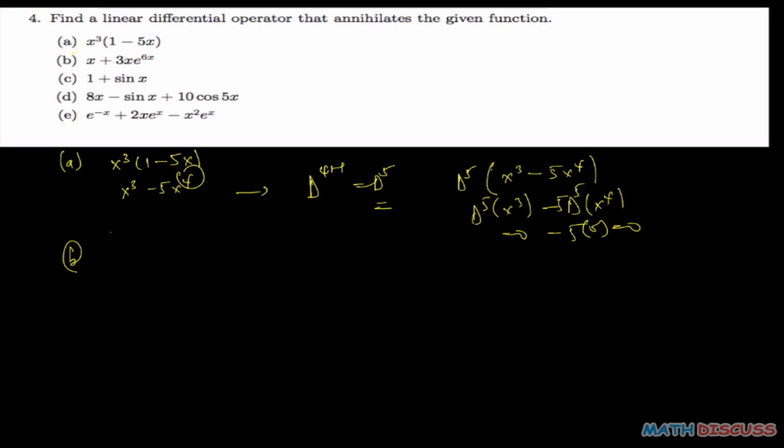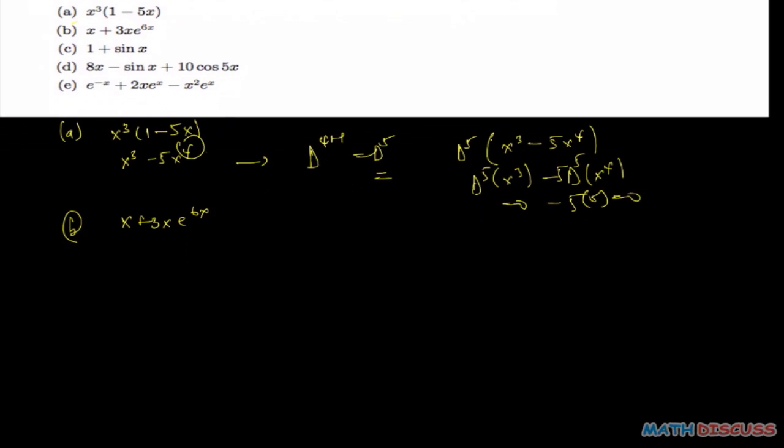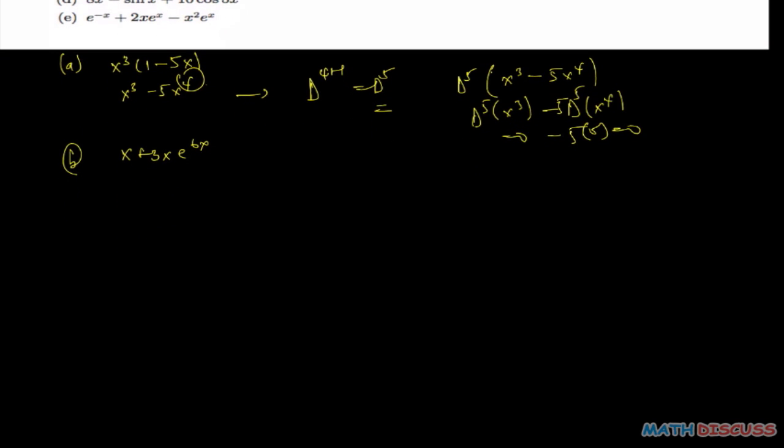And for the next one, we're given x plus 3x e to the power 6x. Now this is quite different from the first one. It's different in the sense that we have two different kinds of terms there. So the first term contains only x, while the other term is a polynomial multiplied by an exponential, 3x times e to the power 6x. So how are we going to do something like this?